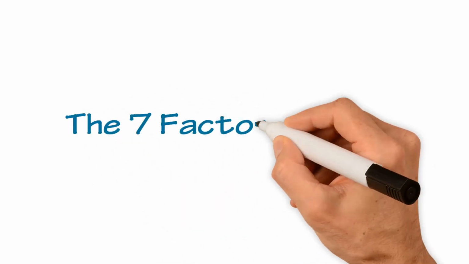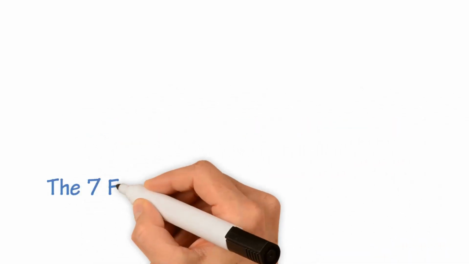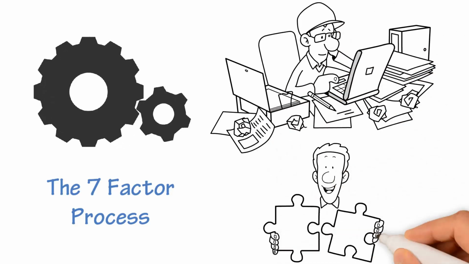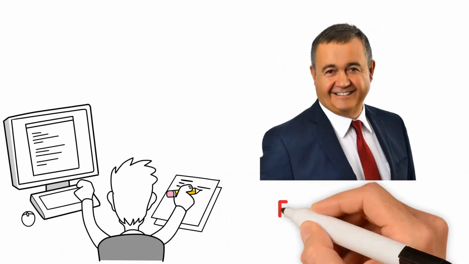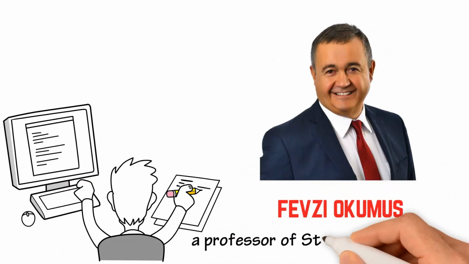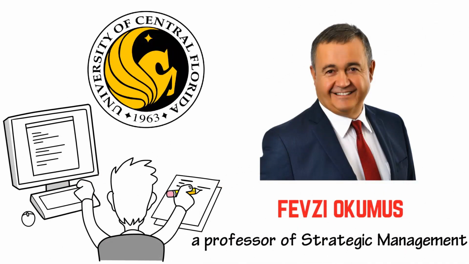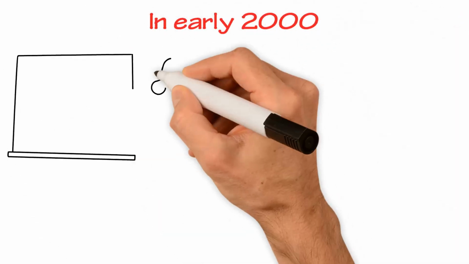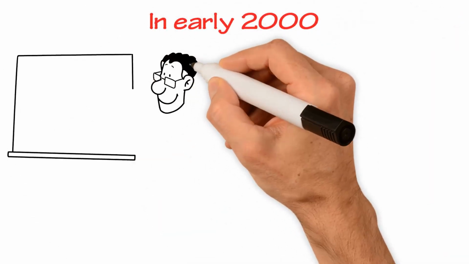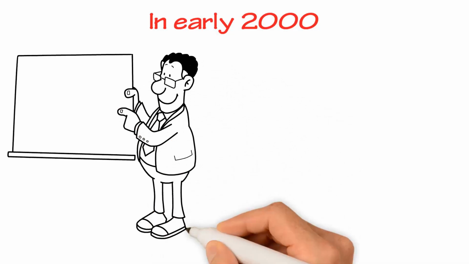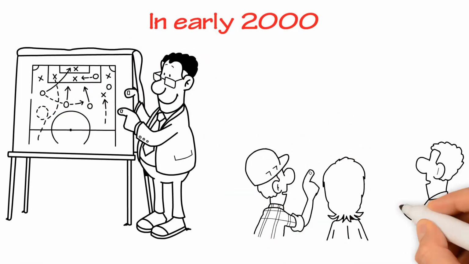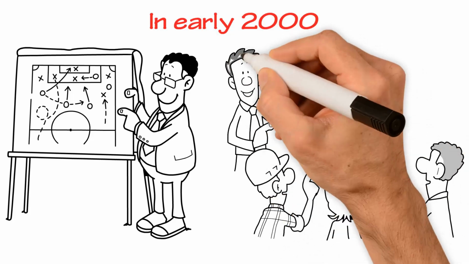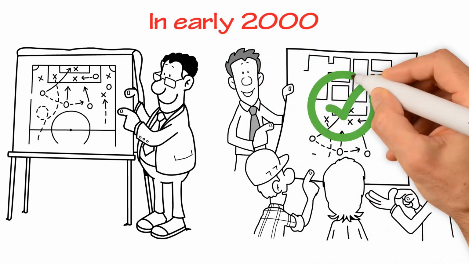The 7-factor process. The 7-factor process is one of the processes drawn from academic research on strategy execution. The research was originally undertaken by Fevzi Okumus, a professor of strategic management at the University of Central Florida. In early 2000, he undertook a comprehensive review and categorization of all the research on strategy implementation in existence at that time. He found that most of the existing research had focused on identifying the factors for successful strategy implementation.